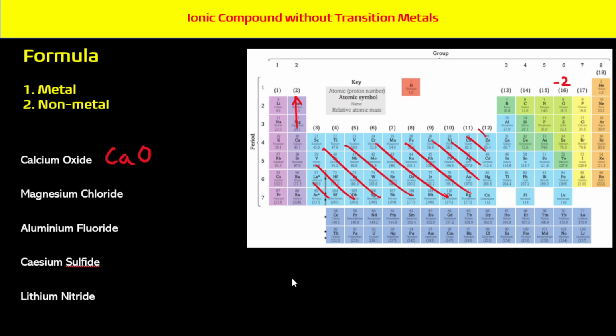Magnesium chloride: Mg is in group 2, so it has a charge of 2+. Chloride ion is in group 7, so it has a charge of 1-, meaning that your formula is going to be Mg, then Cl, and we have to multiply this with 2 to balance out the 2+. So it will become MgCl2.